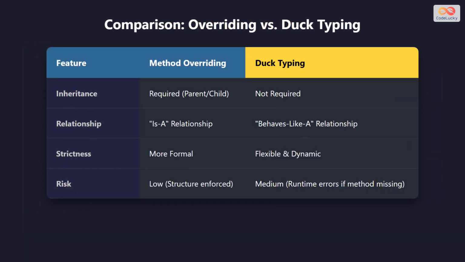So, how do they compare? Method overriding is strict and requires inheritance. It represents an "is a" relationship, like a dog is an animal. Duck typing is flexible and dynamic. It represents a "behaves like" relationship. Duck typing allows for more decoupled code, but you have to be careful to ensure the objects you pass actually have the methods you call.